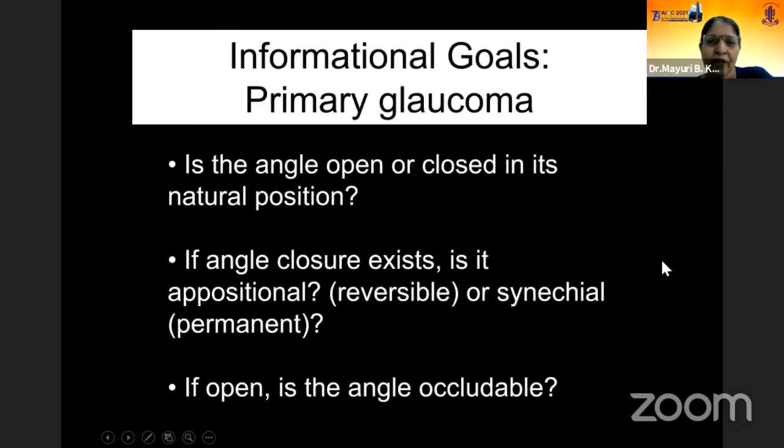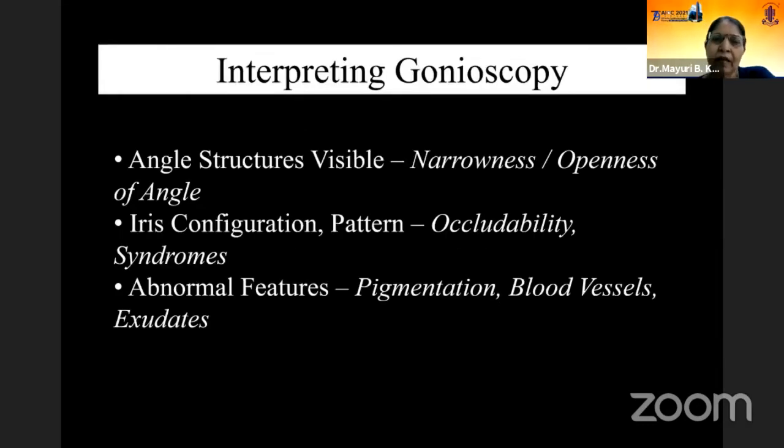Now the informational goal for primary glaucoma is: is this angle open or closed in its natural position? If angle closure is there, is this a synechial closure or an appositional closure? And if this angle is open, is this angle occludable? So how do we interpret the gonioscopy?